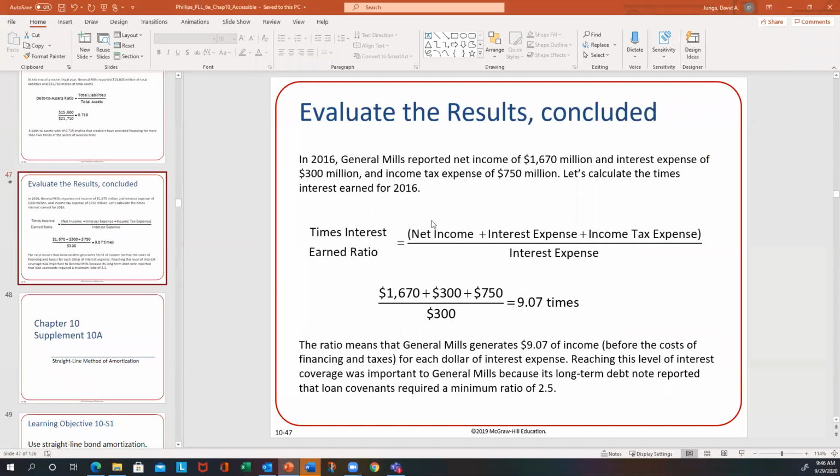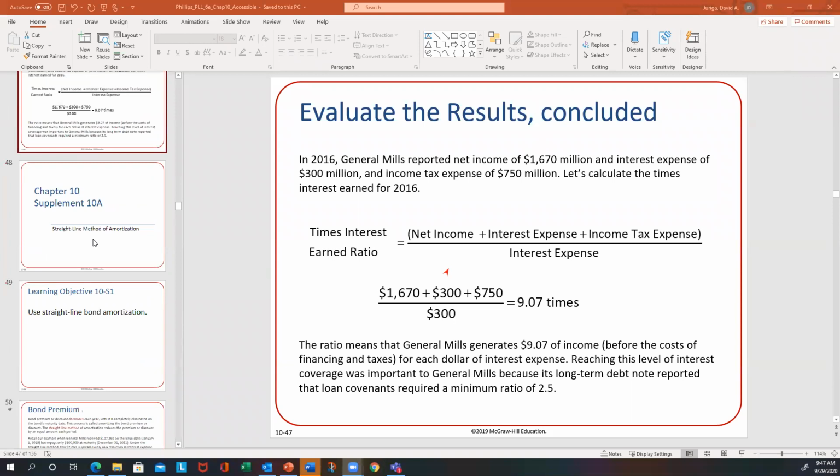And then the other one, again, is your times interest earned ratio. In this case, they take their net income, add back the interest expense and income tax expense, and divide by the interest expense. And in this case, they got 9.07. It just means that they generated 9.07 of income for the cost of financing. So typically, this tells you how quickly a company can grow. They call it your times interest earned, and you typically want that number to be high. Okay, so those are the two ratios you'll do in this chapter.